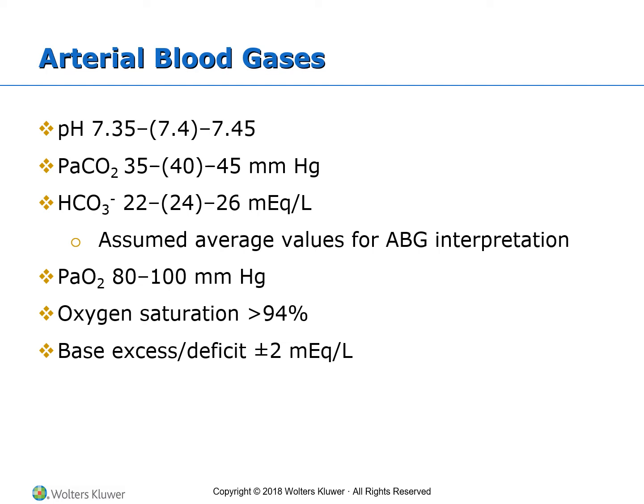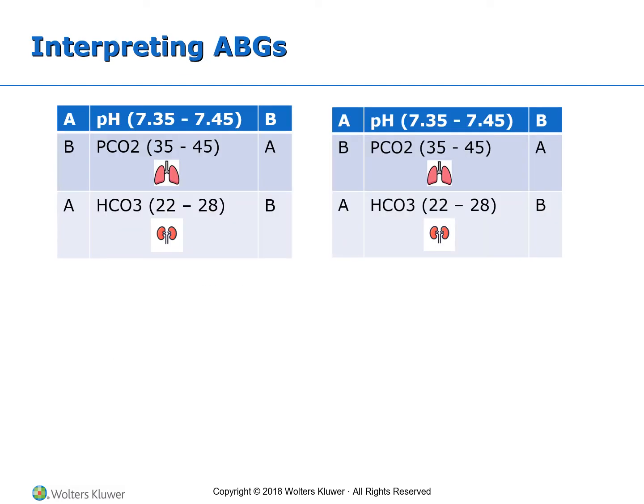You can also look at the O2. That should be 80 to 100. You can also check your pulse ox, which is your peripheral check, and that should be greater than 94%. And this is how I like to interpret ABG.